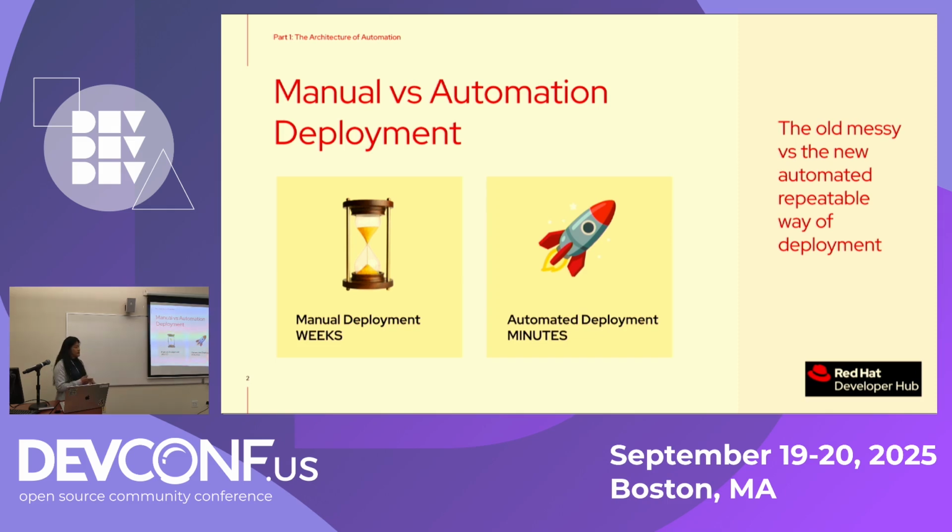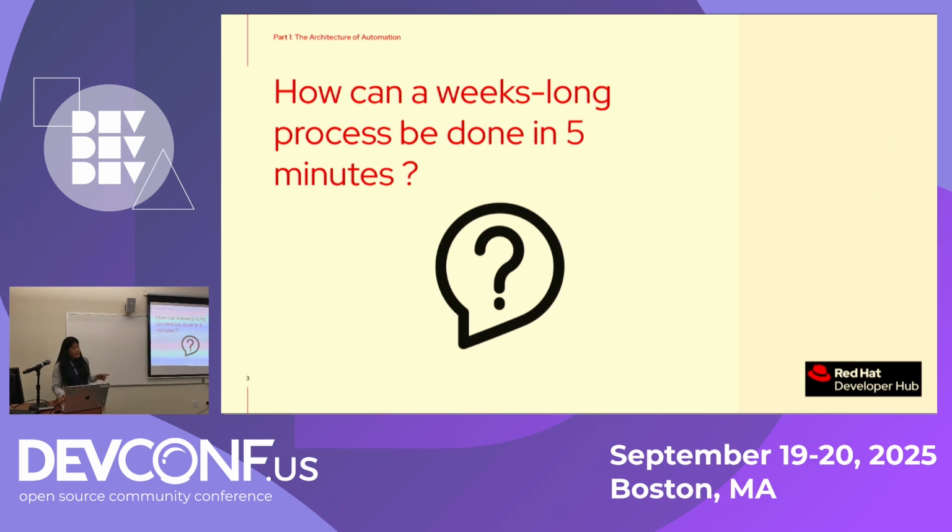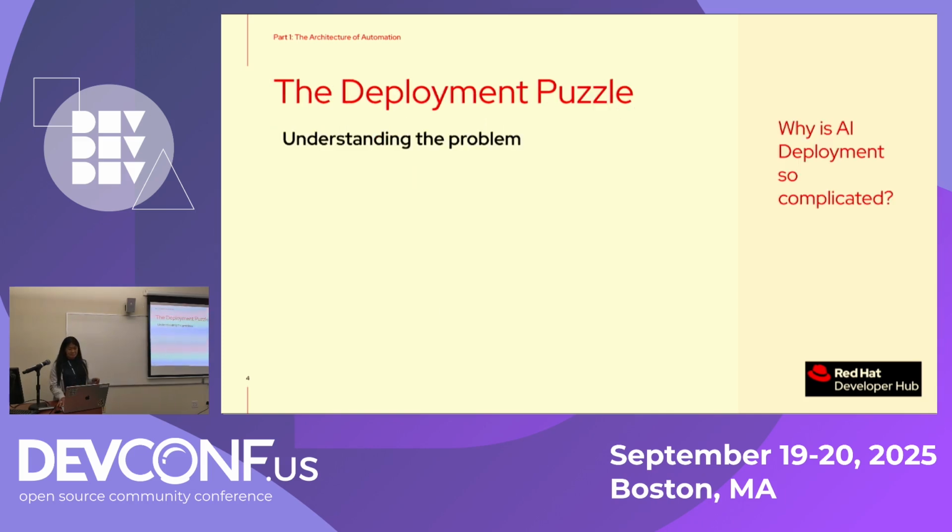But how is this even possible? That is the big question we're going to answer. How in the world do you take weeks of complex, error-prone work and shrink it down to less time than it takes to make a pot of coffee? Well, the answer is surprisingly elegant. To really appreciate the solution, we first have to understand the problem.